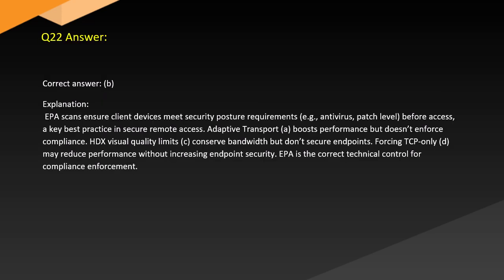Answer. Correct answer: B. Explanation. EPA scans ensure client devices meet security posture requirements, for example antivirus and patch level, before access, a key best practice in secure remote access. Adaptive transport (A) boosts performance but doesn't enforce compliance. HDX visual quality limits (C) conserve bandwidth but don't secure endpoints. Forcing TCP/IP (D) may reduce performance without increasing endpoint security. EPA is the correct technical control for compliance enforcement.